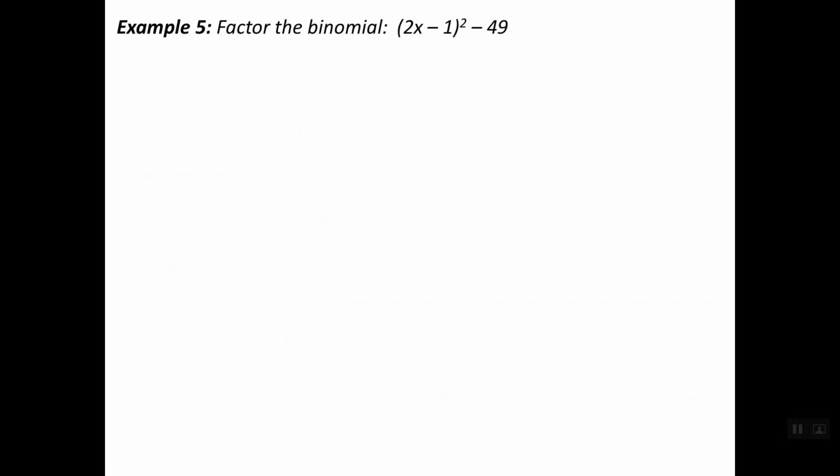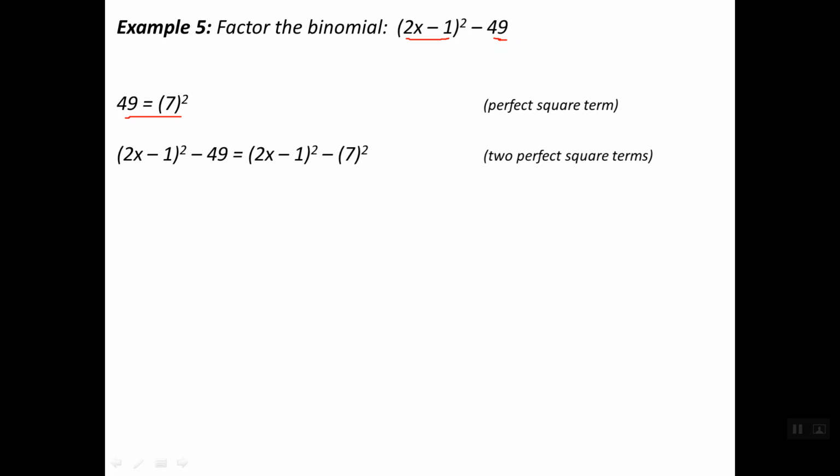Let's factor the binomial, 2x minus 1 all squared minus 49. See that we have this term, it is squared, and we have here a minus sign, and regarding the second term, it's 49, and simply 49 is the multiplication of 7 by 7. So the second term, which is 49, it is simply 7 squared. So we have here a perfect square term for the second term. So now we can use the formula to make the factorization.